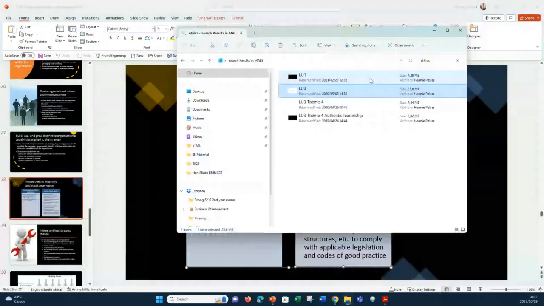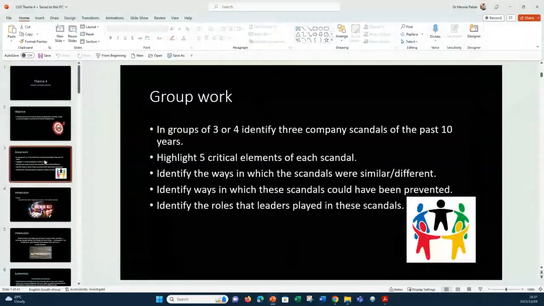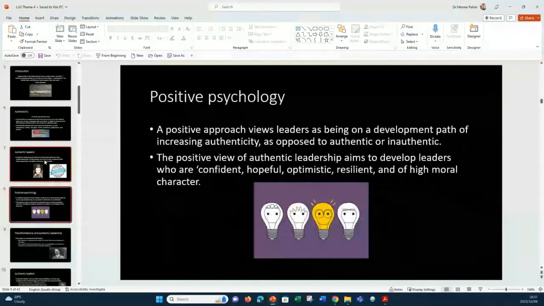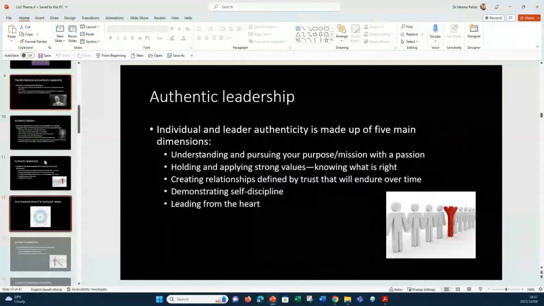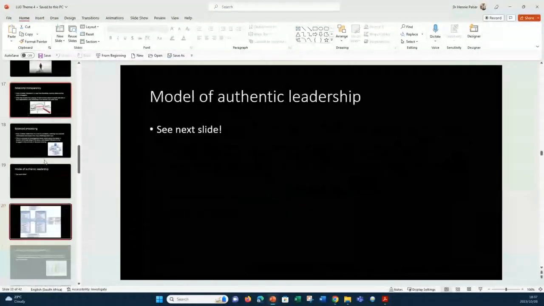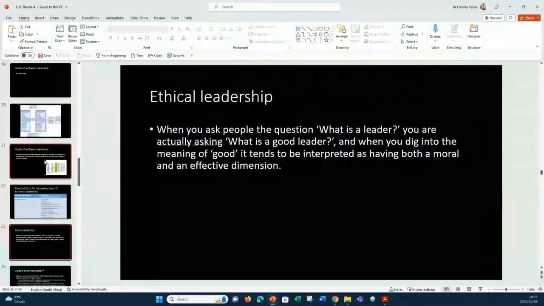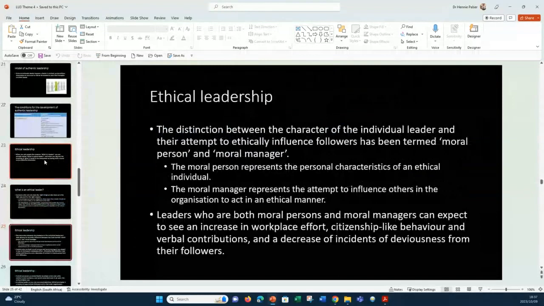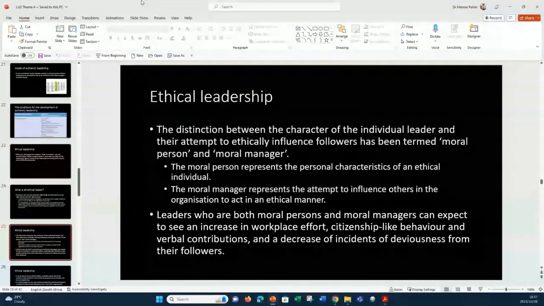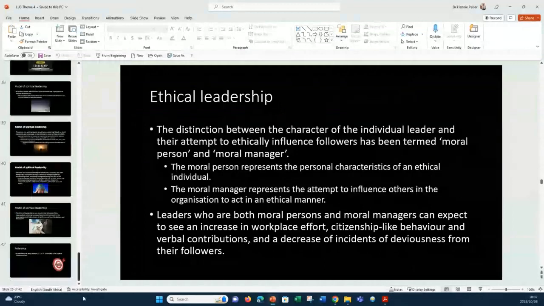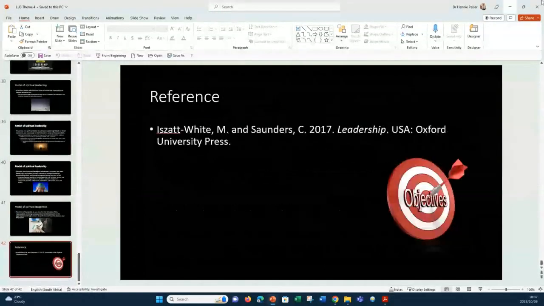You can also just reference the textbook that is at the end of the slide. There's a lot of ethical leadership. I'll share this one as well. You'll see that the textbook is at the end here. So just reference that textbook. I'll share that. There's a bit in there as well.